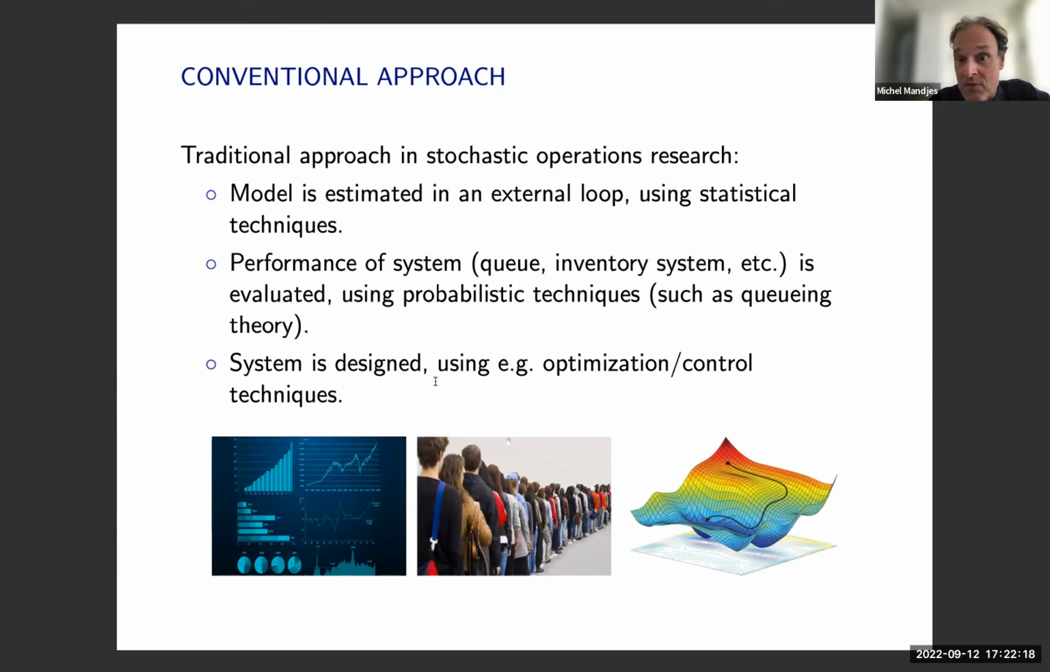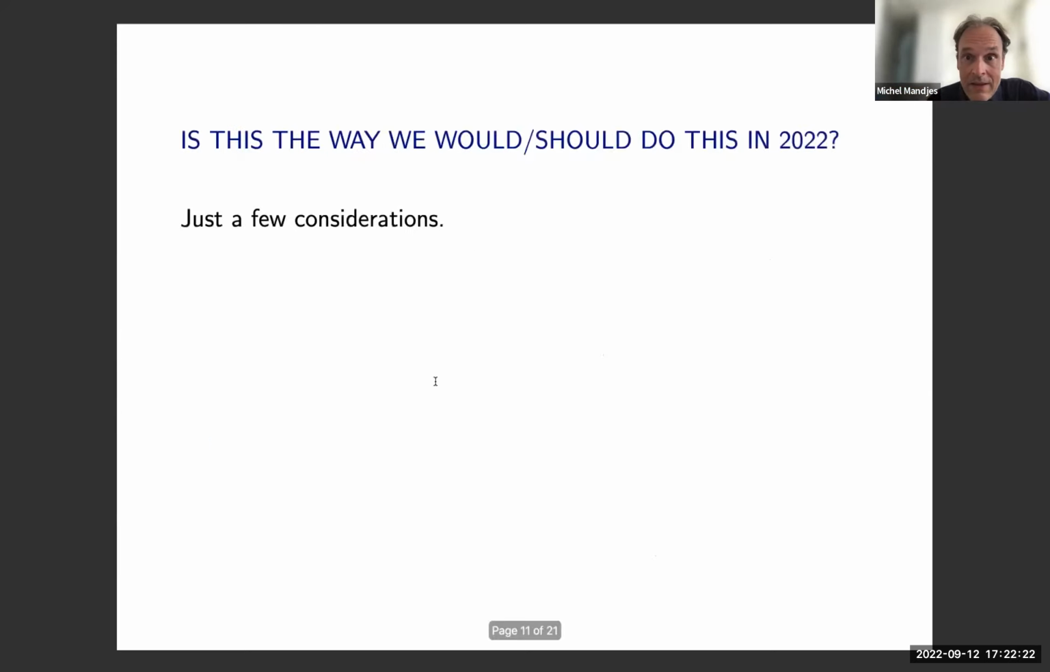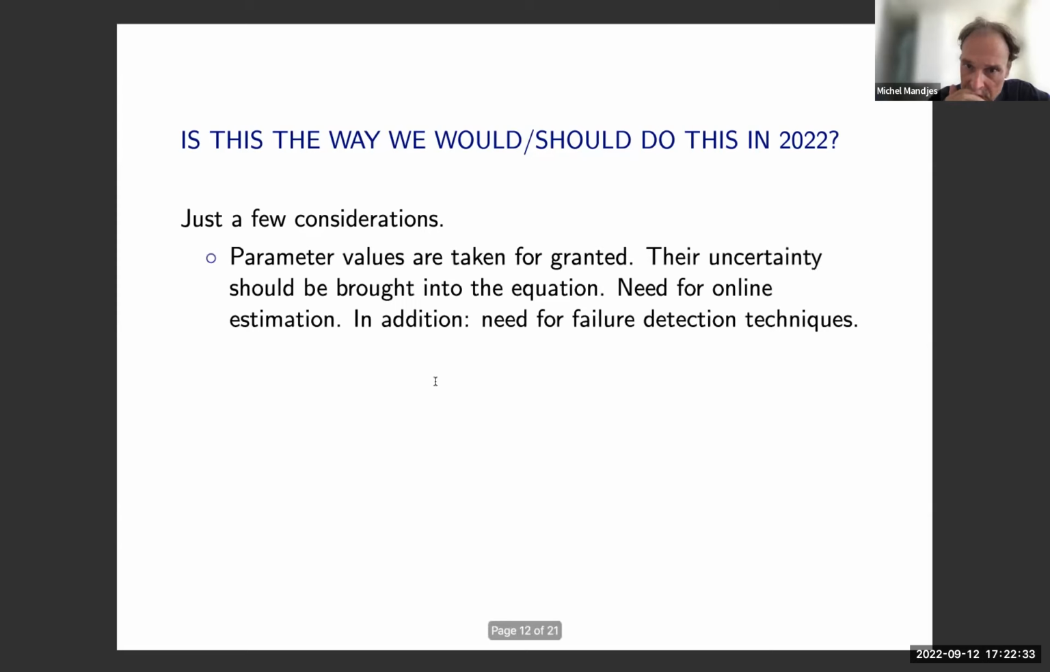So that could be in terms of a control mechanism or so. I think it's a legitimate question to ask yourself, is this really the way we should do it in 2022? Just a few considerations from my side. First, in the approach that I just sketched, there is a model and a parameter, or multiple parameters, of course. And I think it's necessary to also bring the uncertainty of those parameter values into the equation.